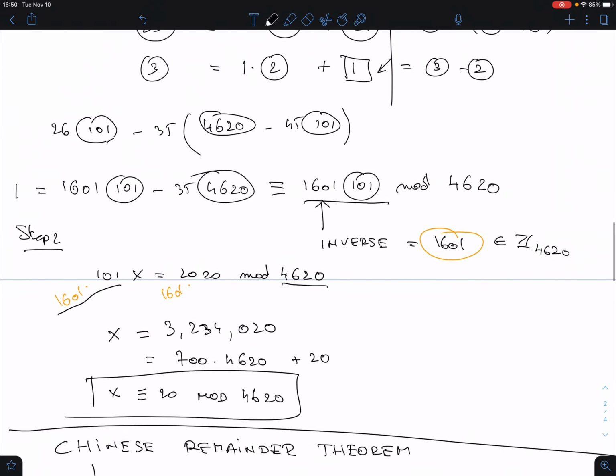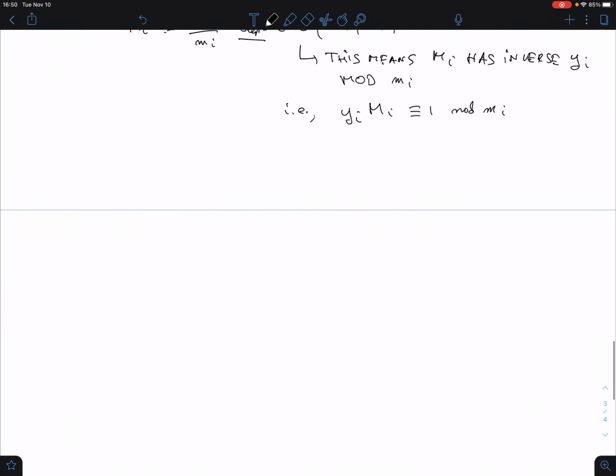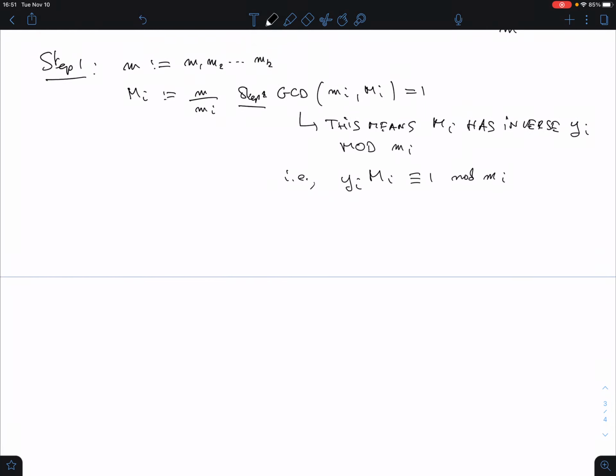We saw it upstairs here, right? This is how you do it. Oh my God, a lot of calculations are coming. Okay, now finally, step 3. What did I do? Step 3.